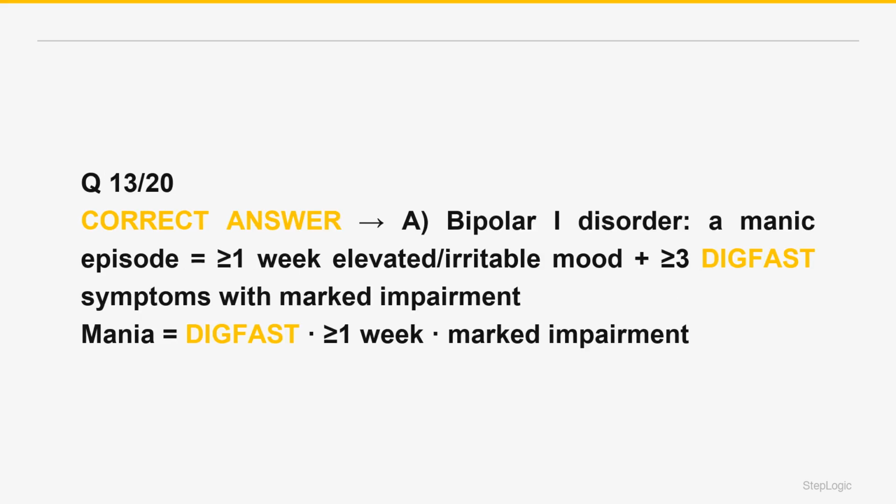The correct answer is A. The severity is what makes it mania, bipolar I, rather than hypomania, bipolar II. Mania lasts 1 week, causes marked impairment, may require hospitalization, and can include psychotic features. Hypomania lasts 4 days, has no marked impairment, no psychosis, and no hospitalization. A single manic episode, even without depression, suffices for bipolar I. Treatment includes mood stabilizers, lithium, valproate, and atypical antipsychotics. The 1-week manic episode with DIG FAST symptoms and marked impairment defines bipolar I disorder.